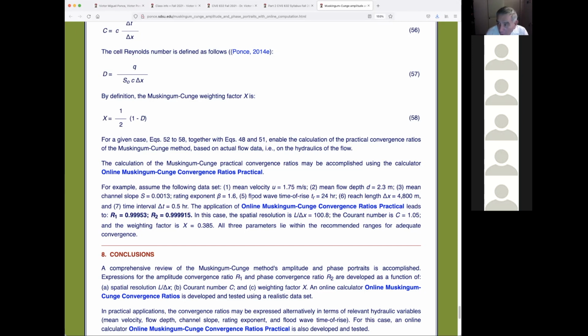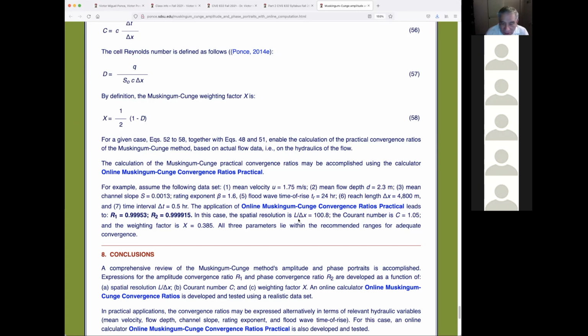This problem is posed so that we can follow all the rules and get a nice answer, obviously. Application in numerical analysis, if you get the wrong input, you will get trash. You won't get anything. So the input has got to be thoughtful, very important. Application of the online Muskingum-Cunge leads to R1 is 0.99953 and R2 is 0.999915. Excellent. Success. I can't count so many nines out there because I set it up to work that way.